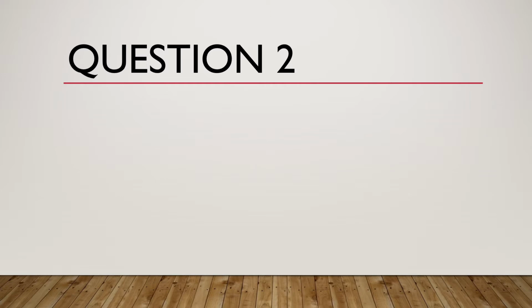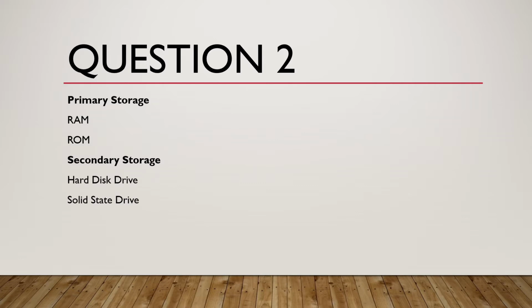Question number two, two examples of primary, secondary, and offline storage. So primary storage, we have the RAM and ROM. Secondary storage, we'll be having a hard disk drive and a solid state drive. And concerning offline, we're going to have CD, DVD, Blu-ray, flash drive, SD card, and so on. So we have a lot of different examples for offline. You choose any two of these examples.